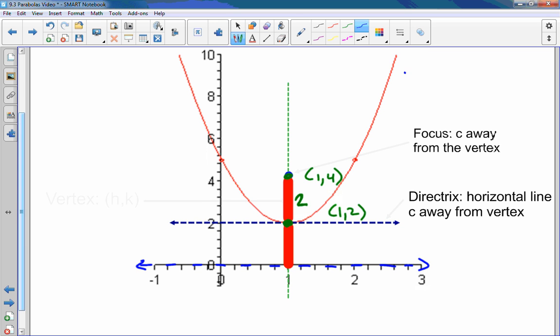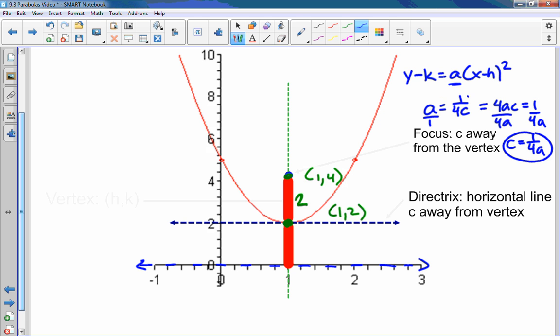Well, if we look at our equation, y minus k is equal to a parentheses x minus h squared, there is an equation that helps us determine what the C value is based on the a value. The a value is equal to 1 over 4c. The other way of writing that, if you were to cross multiply, you'd get 4ac is equal to 1. You could divide by 4a. So c is equal to 1 over 4a. So notice these are basically the same equations, just c and a are switched. This is where we come up with that distance between the vertex and the focus and the vertex and the directrix.